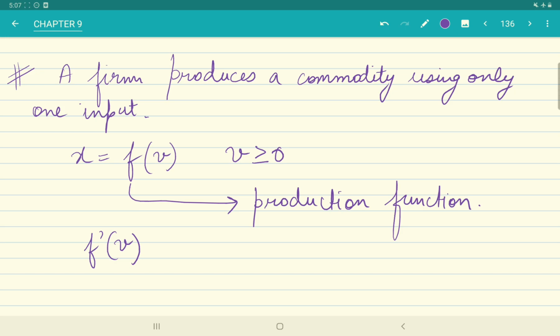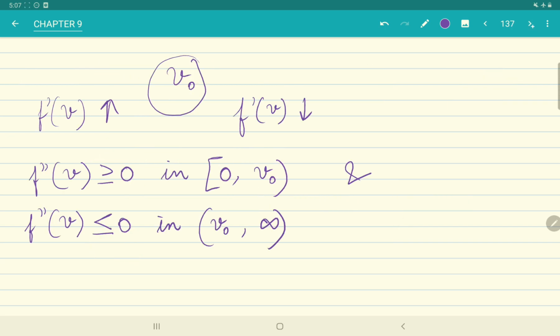After that level of input is reached, and when we have got beyond that level of input, the marginal product starts to decrease. So that just means that till the time you reach v naught, which is the level of input you reach, f prime v increases. That means the marginal product increases. After v naught, the marginal product starts to decrease. So if f prime v increases before we reach v naught, that just means that f double prime v is greater than or equal to 0 in this interval 0 to v naught, wherein 0 is included, v naught is not included.